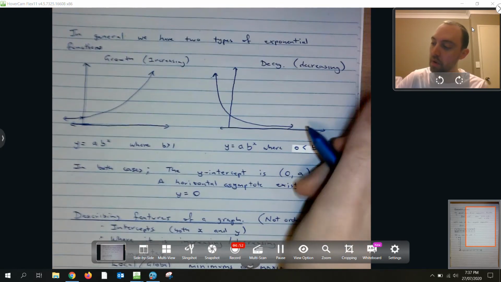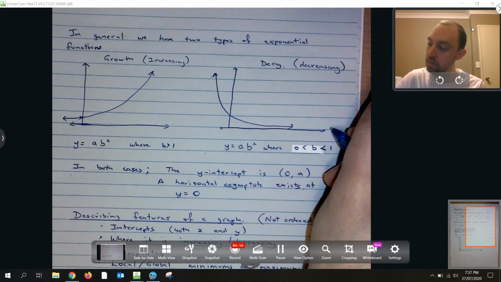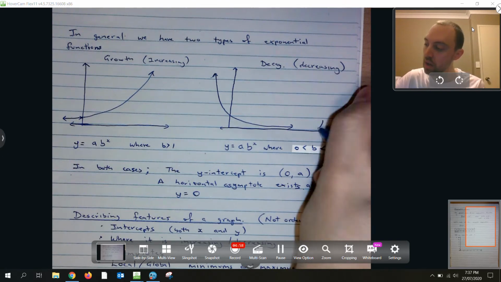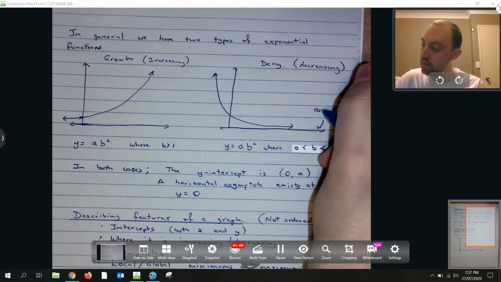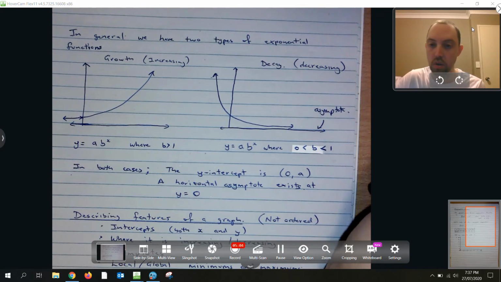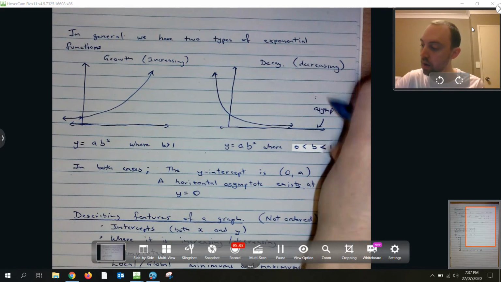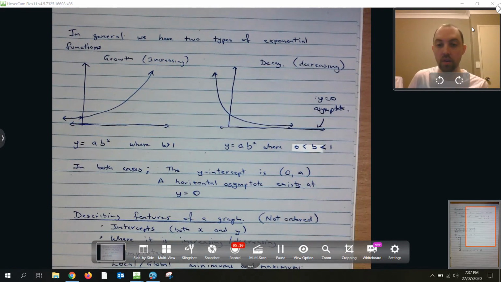You might remember that when we have that not touching but getting close to, it's called an asymptote. And that's a horizontal asymptote at y equals 0.